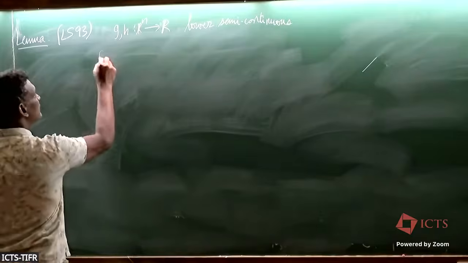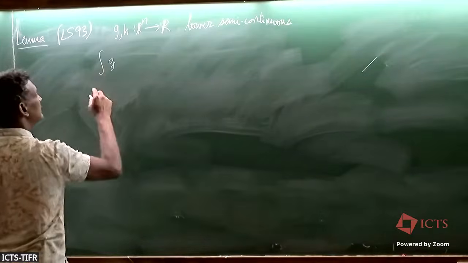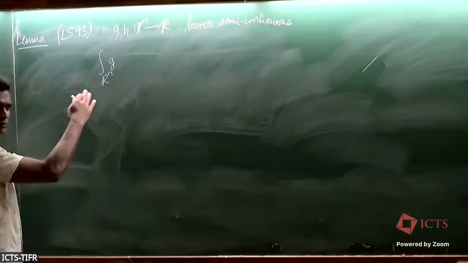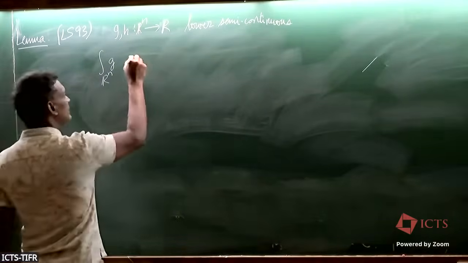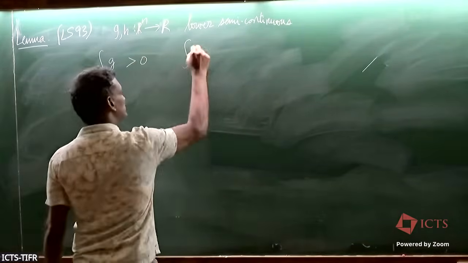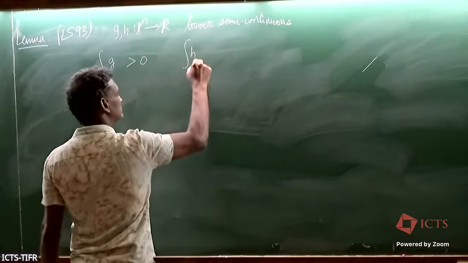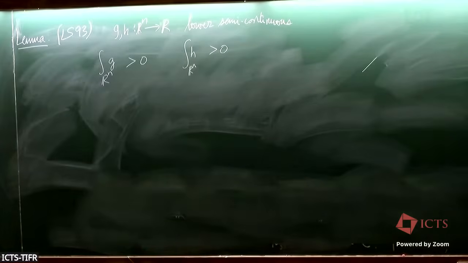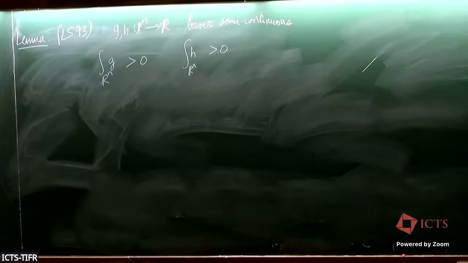If I look at the integral of g, and by this I mean the integral over R^n of g(x) dx, I won't write all that, but this is what we mean. This is positive, and so is the integral of h. So this is the assumption. We have 2 functions, they're lower semi-continuous, and they have positive integrals.